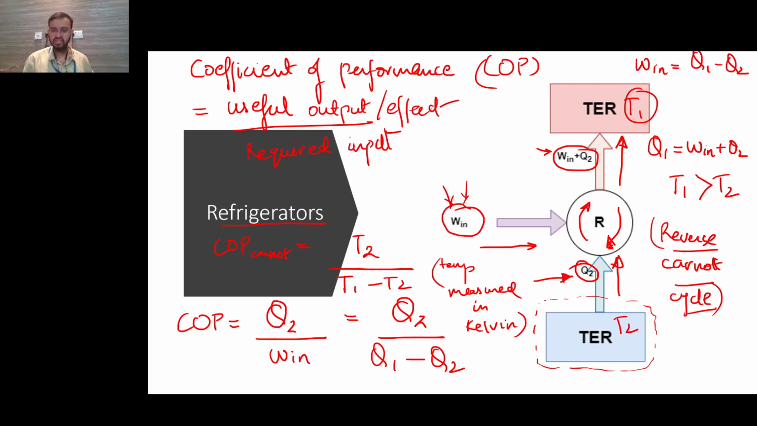In day-to-day activities, in your home, in your office, you don't use Carnot. Carnot obviously is an imaginary cycle. In day-to-day applications, we use something called the vapor compression refrigeration system. All right.